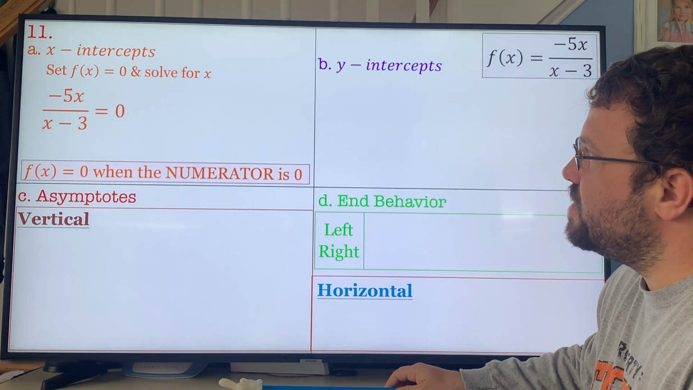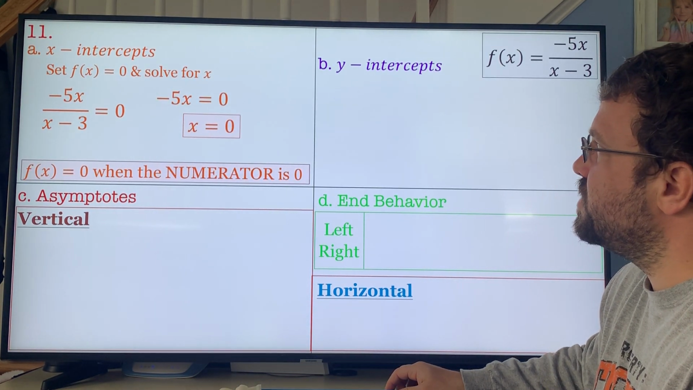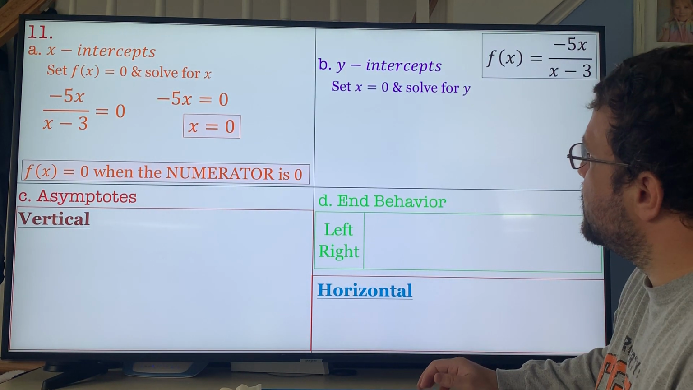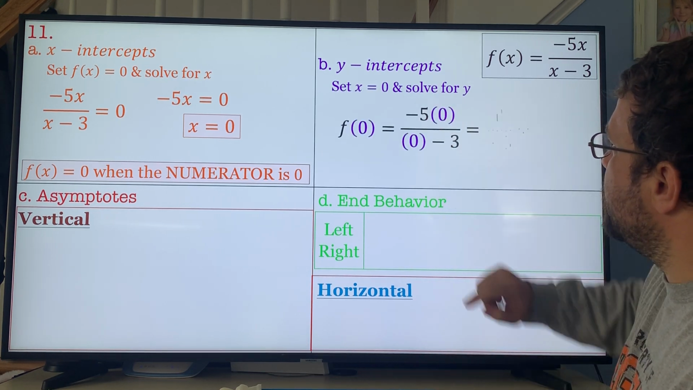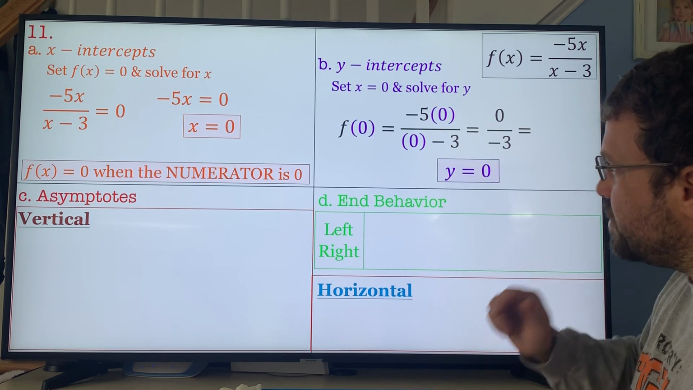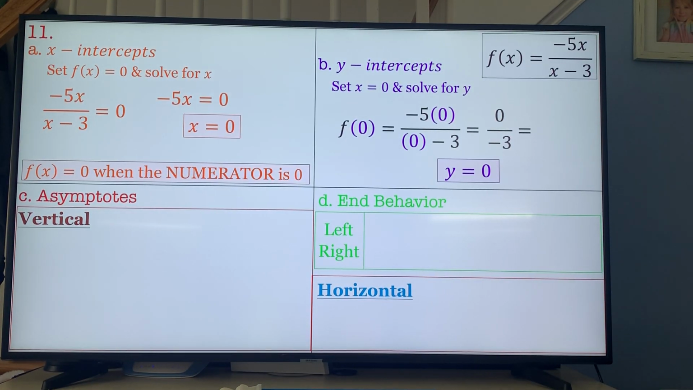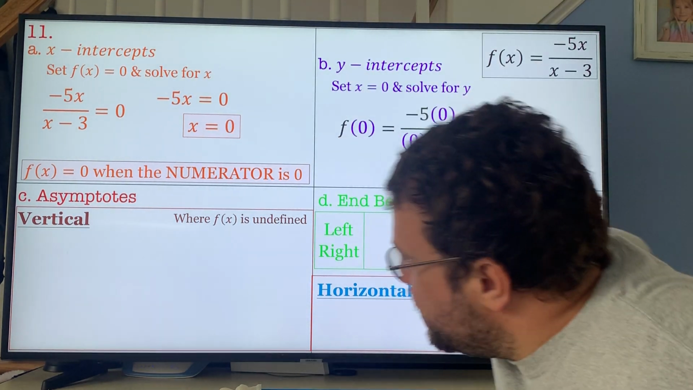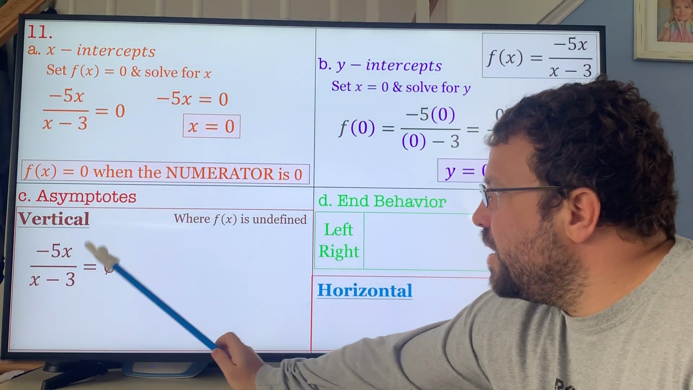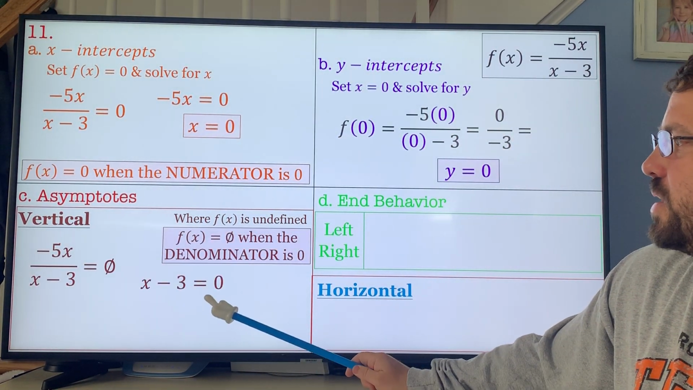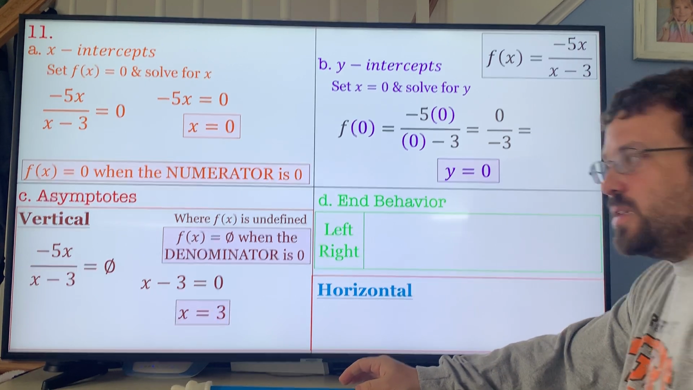Set the numerator equal to 0. Negative 5x equals 0, x equals 0. For the y-intercept, solve for 0, so 0 over negative 3 equals 0. Vertical asymptotes: where f of x is undefined. So you set the denominator equal to 0. When x minus 3 equals 0, there's only 1, at x equals 3.